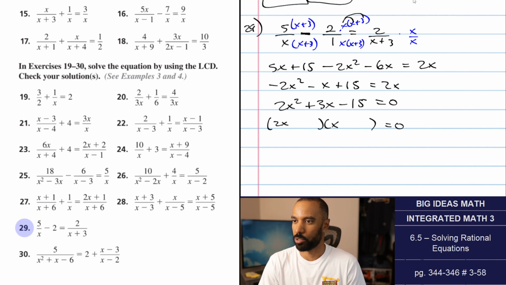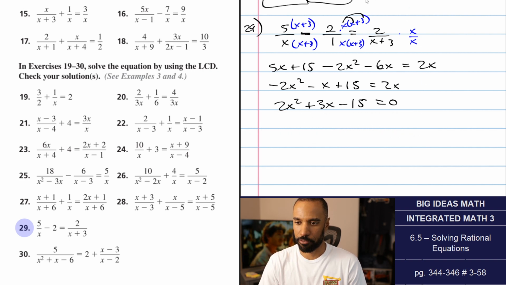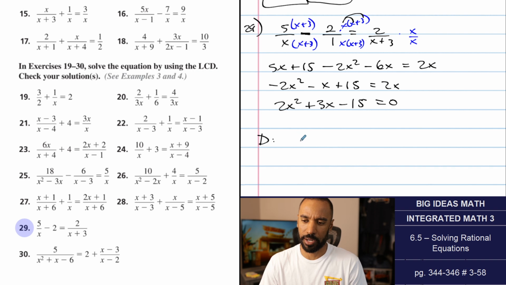I don't think this is factorable. I'm going to use the quadratic formula to solve this one. I'm going to start with the discriminant. Again, something I actually don't do myself, but I think it is easier, because I do a lot of mental math.